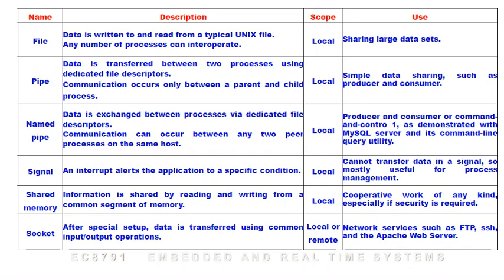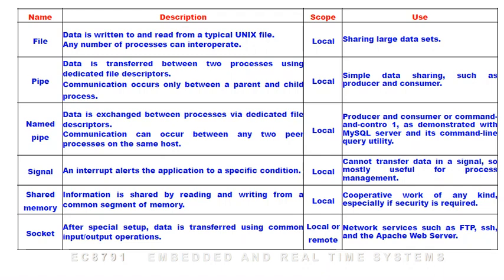Here is a name, a description, scope and use. Here is a file, pipe, named pipe, signal, shared memory and socket. The description: data is written to and read from a typical Unix file. Any number of processes can interoperate. It's local, used for sharing large data sets.